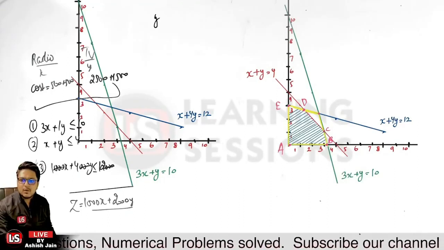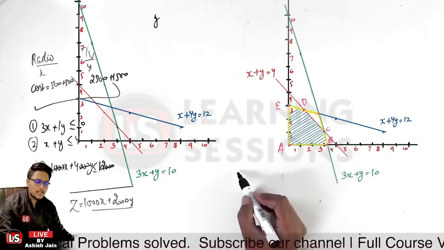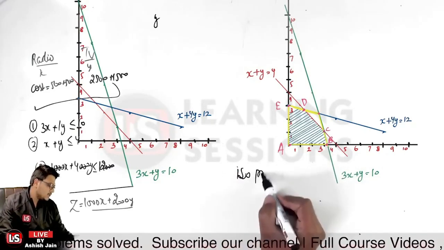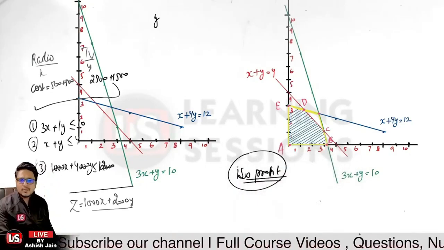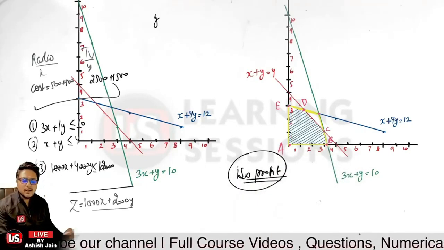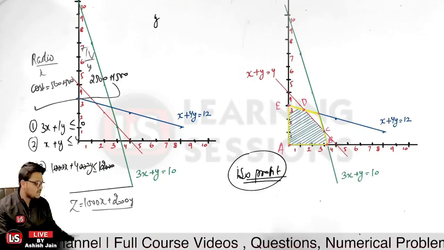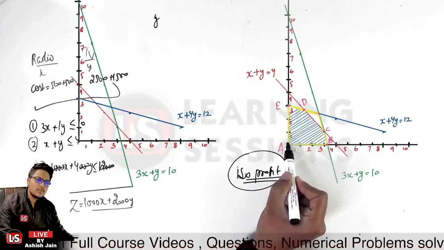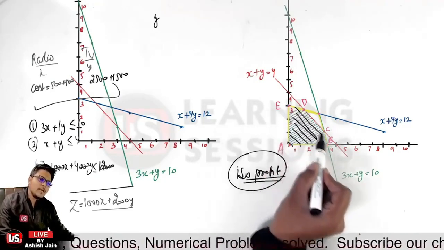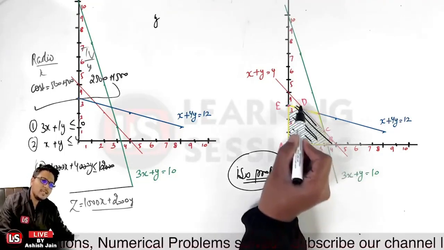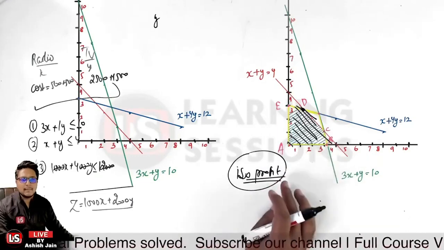So we will be considering the iso profit over here. Now what is iso profit? Iso profit is basically a line which starts from the point over here, and it will be parallel to this particular line. And at the point over here where it cuts the point D, that will be the point where we have the maximum profit.